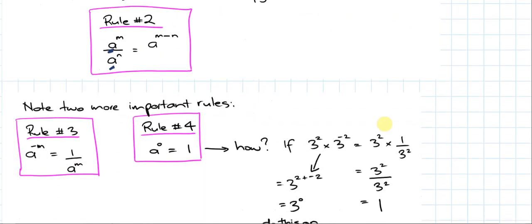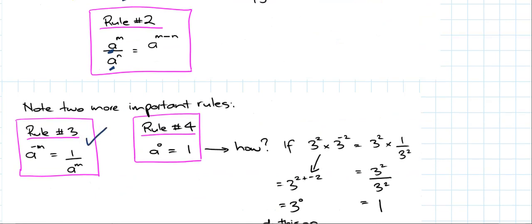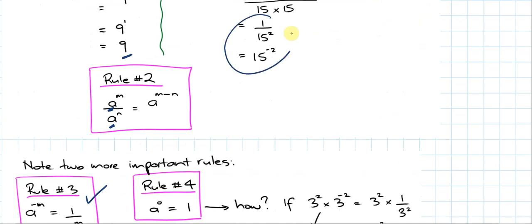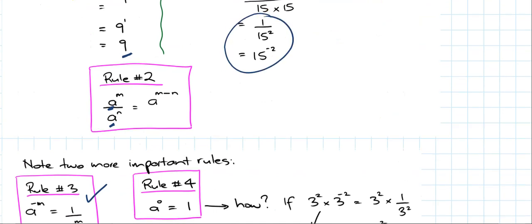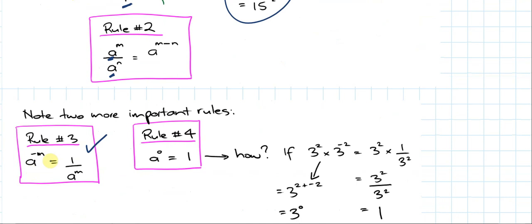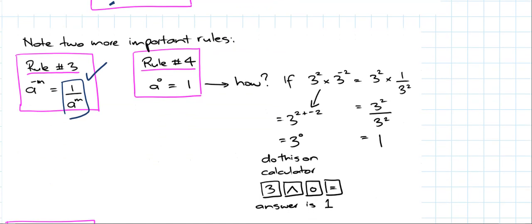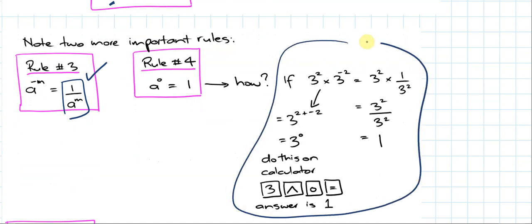Okay, a couple more rules which are really important. Rule number 3 here, which we've already come across up here and in previous examples. If you've got a negative power, that's what it means. Rule number 4, anything to the power of 0 will always be equal to 1. And here are a couple of reasons why. So if you just have a look at this here, you can pause the video and just work through it yourself.